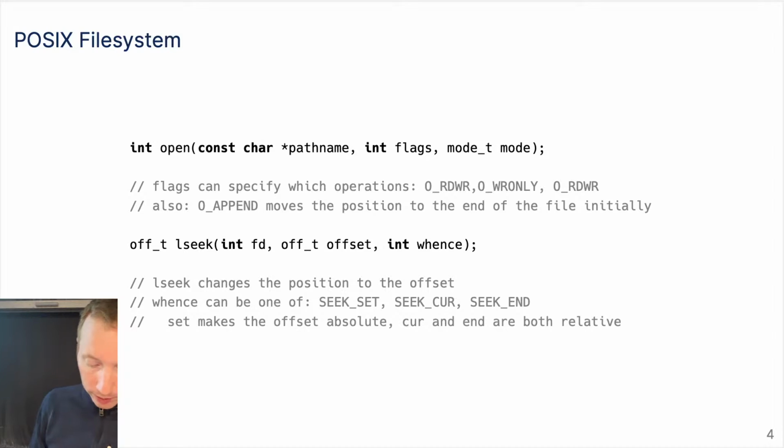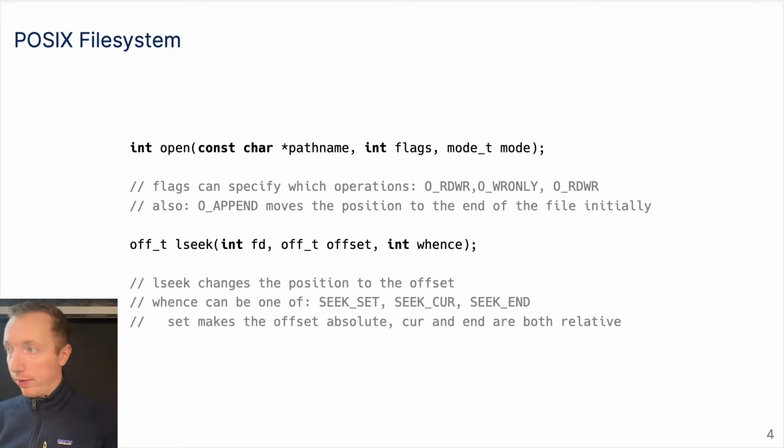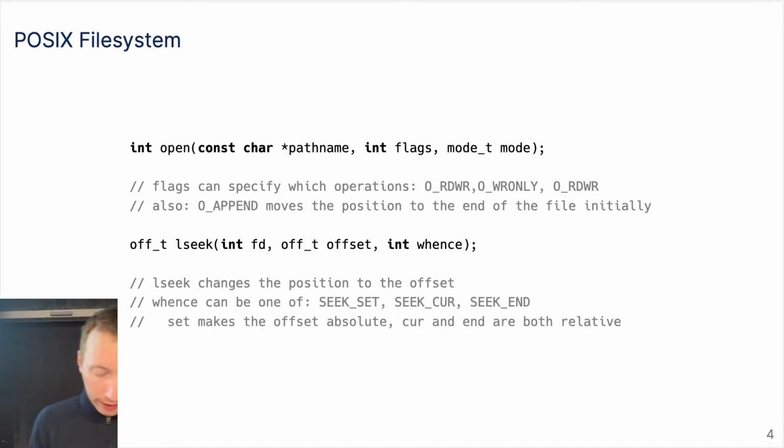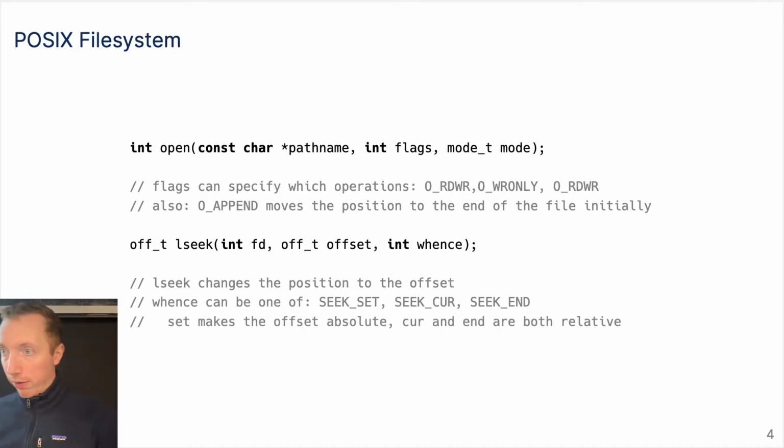So if you want to advance, say 100 bytes, you would set whence to SEEK_CUR and your offset to 100, and that would jump 100 bytes from where the position currently is. So if you just want to skip 100 bytes in the file, or however long. Or of course, this could be negative if you want to go back. And then SEEK_END is just from the end of the file.